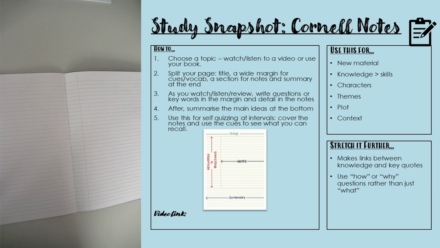Snapshot, we're going to look at a technique called Cornell Notes, which was developed by Cornell University in America. This is really, really useful for new material and especially knowledge rather than skills. You could use this for characters, themes, plot, or context. The first thing you need to do is choose a topic that you are going to study.